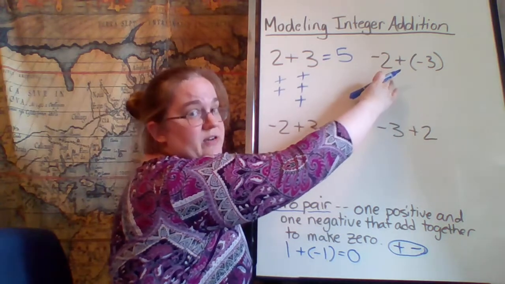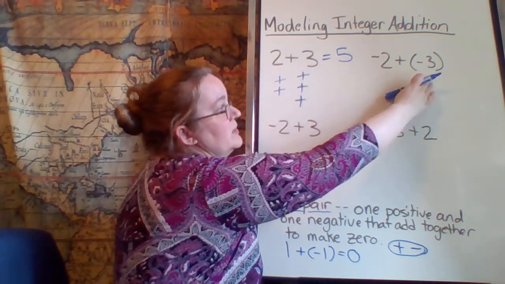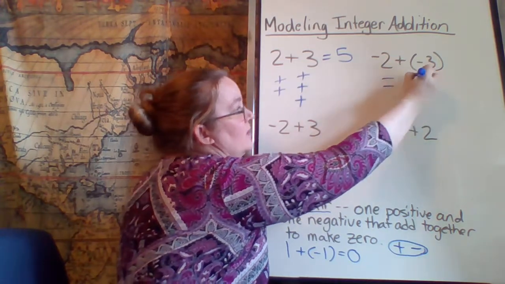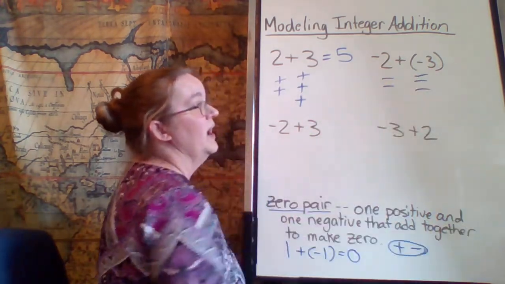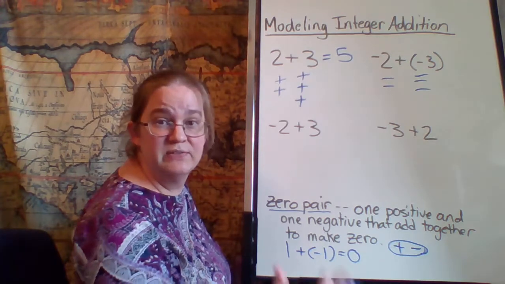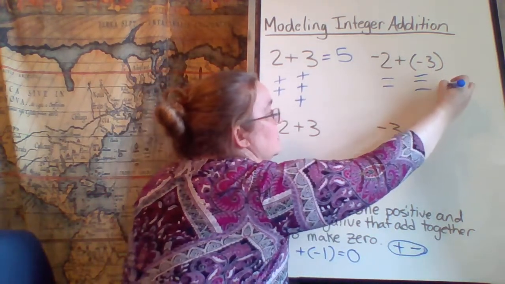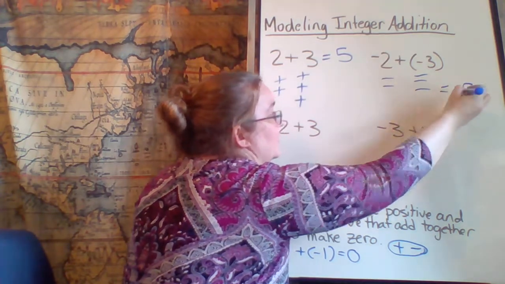Look at the second scenario. So I've got a -2 and a -3. So I've got 2 negatives and I've got 3 negatives, and I'm adding them together. Do I have any positive and negatives to cancel? No, because they're all the same thing. So that would equal -5.